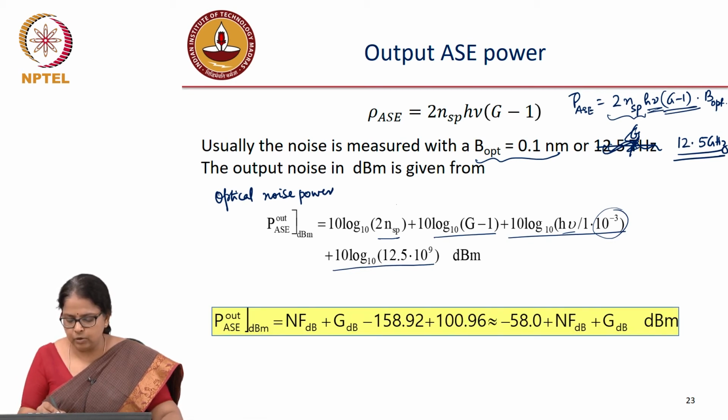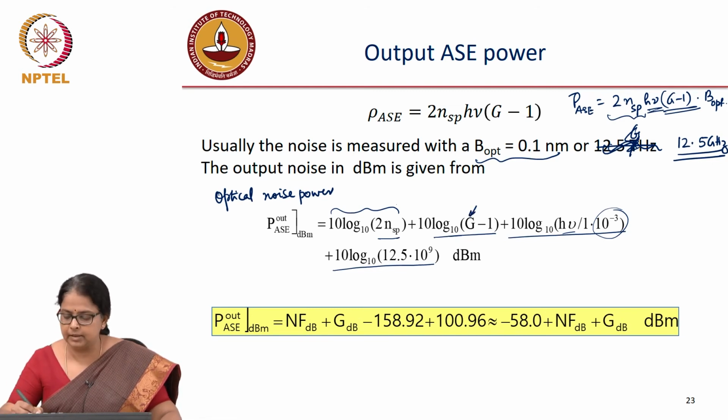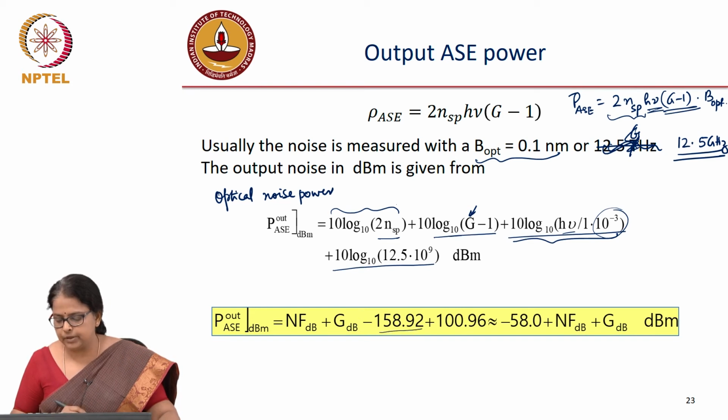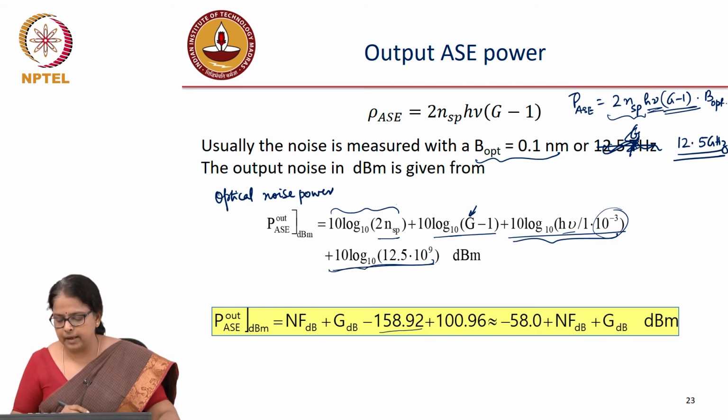I know 2 NSP is the noise figure of the amplifier. So the first term is simply the noise figure of the amplifier, and the second term is simply the gain, 10 log of G minus 1. If it is a high gain system, 10 log of G minus 1 is going to be 10 log of G. Remember, this G is not in dB, it is in linear scale. If you take the logarithm of h nu and calculate, it comes out as minus 158.92. The 10 log of 12.5 into 10 power 9 comes out as 100.96.